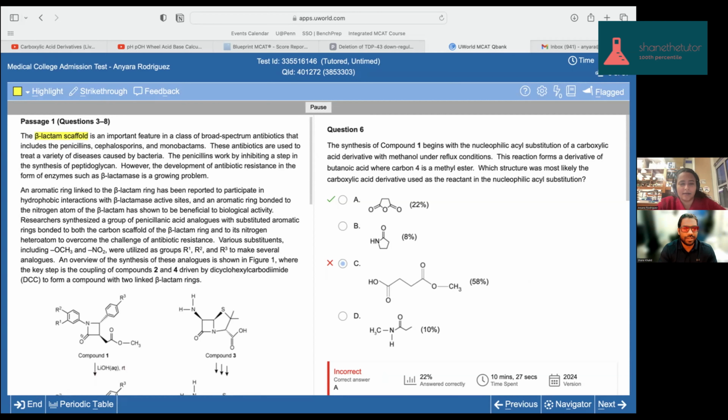Sorry, do you remember what a lactone was? It's the same, but with carboxylic acid or an ester, one of those two. Probably an ester. Yeah, it would be if this was just an oxygen here.